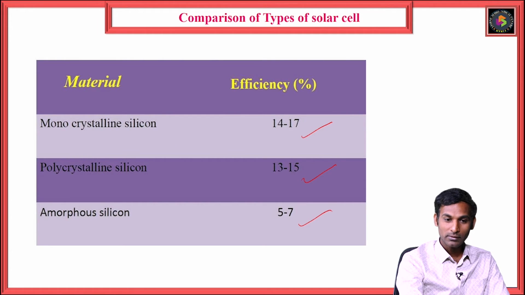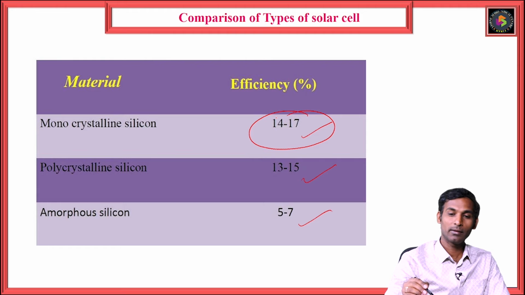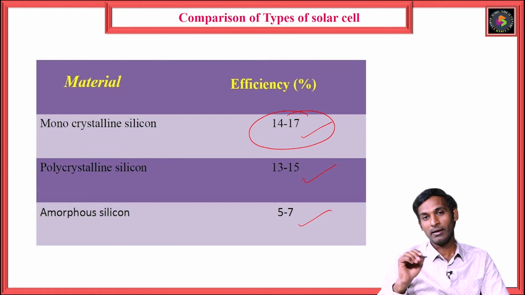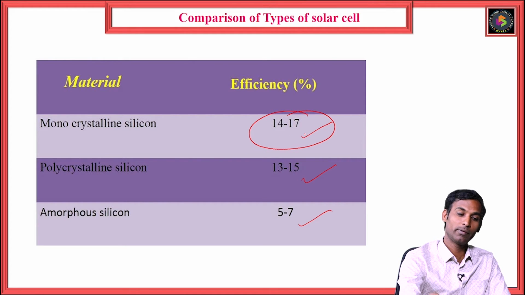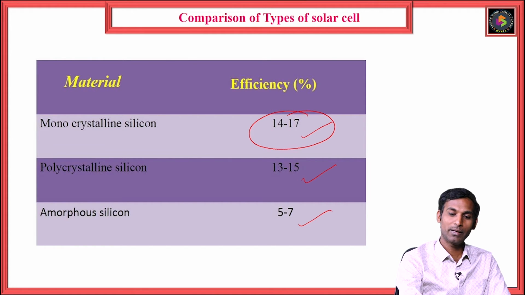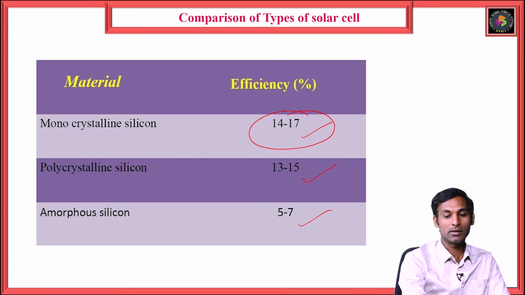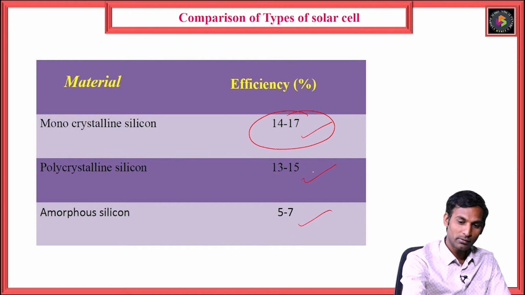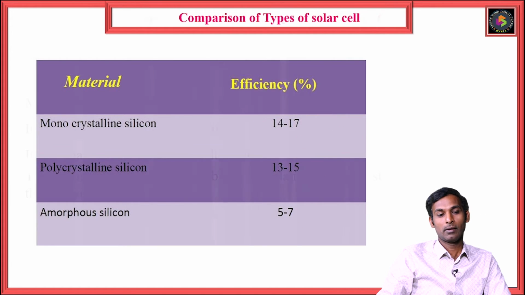So, based on these three types of solar cell, the efficiency is good only for the single material, that is p-type silicon and n-type silicon, nearly 14 to 17%. If you change the material, its efficiency will be nearly 13 to 15%. Amorphous is nearly 5 to 7%. It is very low. Compared to these three numbers, the efficiency is very high only for the monocrystalline silicon.